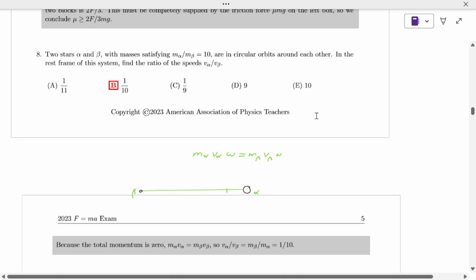Look at problem 8. Two stars alpha and beta with the mass ratio of 10 are in circular orbits around each other. In the rest frame of the system, find the ratio of the speed. And the solution simply says, since the total momentum is 0, the ratio of the speed is the reverse of the ratio of mass, which is 1/10.